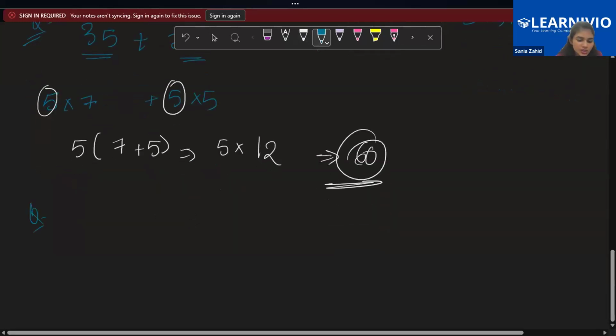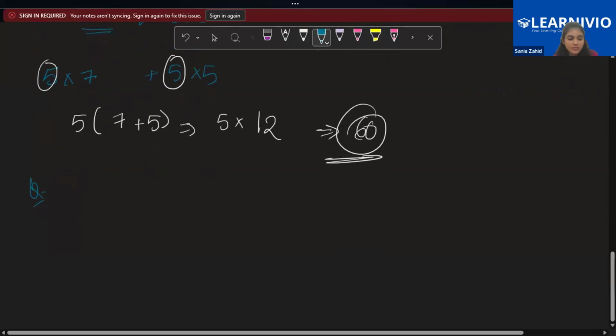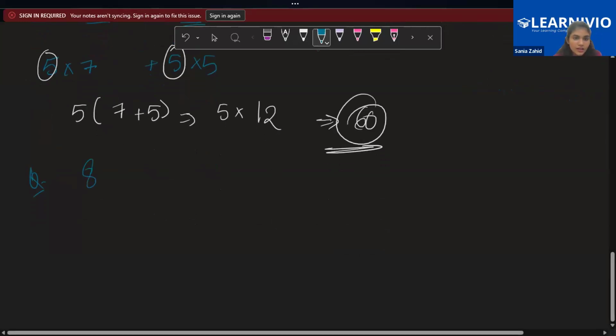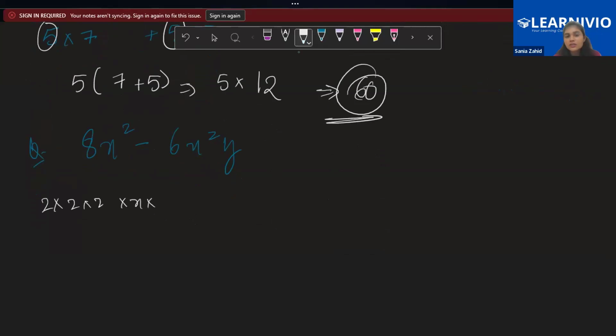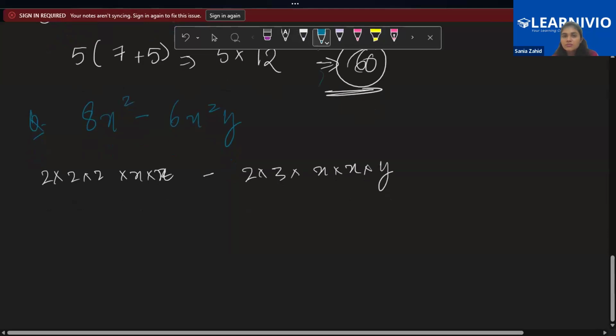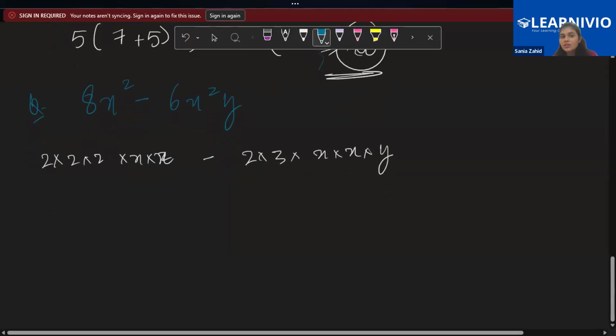Now, similarly, children, how can you factorize 8x square minus 6x square y? I'll teach you this one also. How can I write it down? 2 into 2 into 2 into x into x, minus 2 into 3 into x into x into y. I can do this. Now, children, what is common over here?